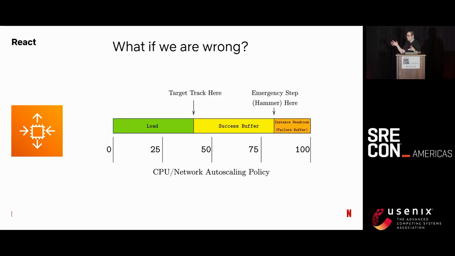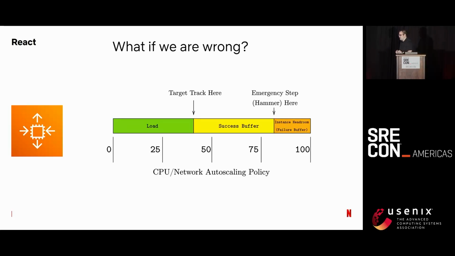And now that we understand buffers, it's pretty straightforward to translate that into an autoscaling policy. So we target track at the beginning of the success buffer. And then what we do, what we call hammers, because we like fun names, we hammer at the beginning of the failure buffer. And what hammering means is it's a step scaling policy which injects more capacity than you would based just on that utilization number.